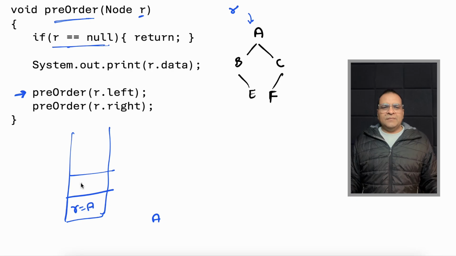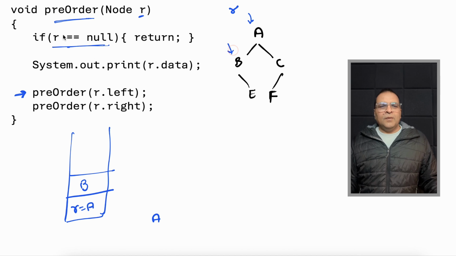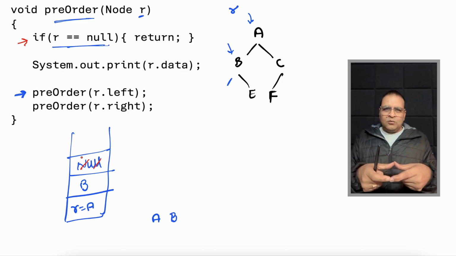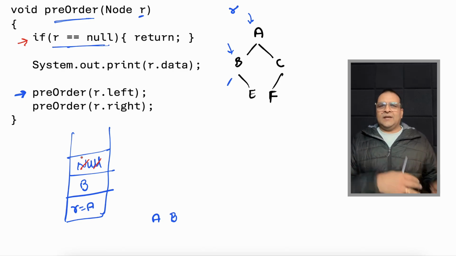The left child of a is b, so I'm just writing b instead of root equal to b. So the function is called for b. Because b is also not equal to null, this function will print b, and then it will call itself for the left child of b. Now the left child of b is null. This function gets called for root equal to null. When root is null, it will hit this terminating condition and it will just return from here itself.